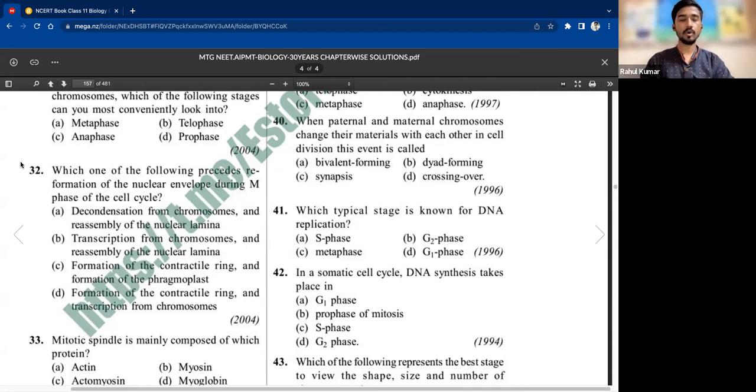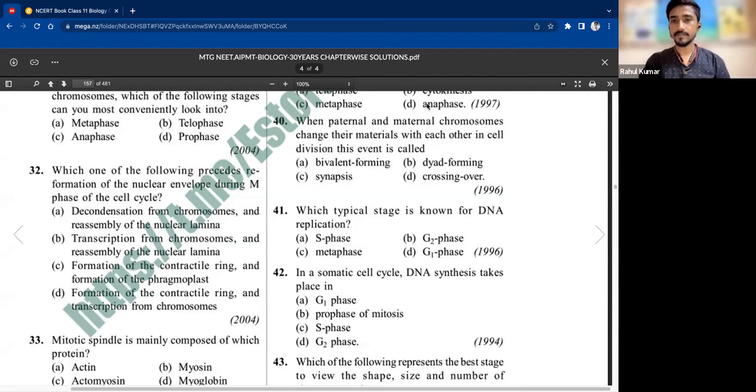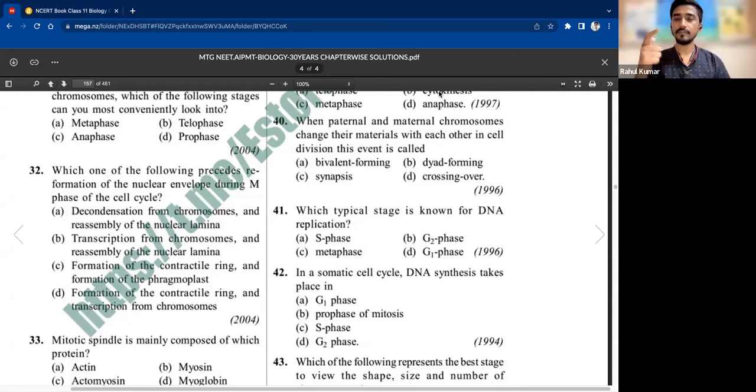Nuclear lamina, all these words are some difficult technical words, but the concepts are in NCERT only. Decondensation of chromosomes, yes, Iram. My answer is correct? Oh, I have not seen the answers yet. No, no one's answer is correct. That's why I'm first explaining these terms. So decondensation of chromosome is clear to you? Reassembly of nuclear lamina. Lamina means the membrane. Write down, nuclear lamina means nuclear membrane. First, understand this question.